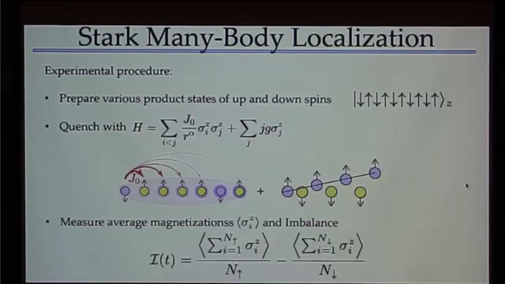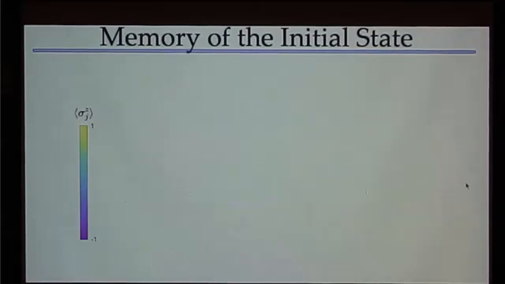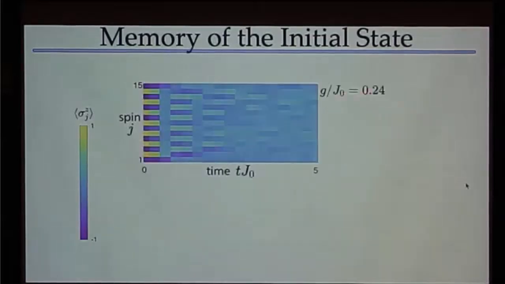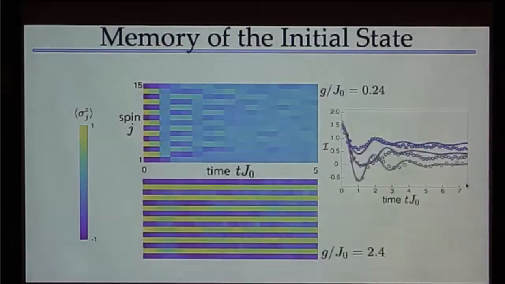Then we measure either the individual magnetization, to see if the memory of the initial state is preserved, or the imbalance, the difference between spin up and spin down, depending on which initialization we have, and how it survives over time. As you might expect, if we have no gradient or a very small gradient, the system starting from a Néel state thermalizes fairly fast. If we apply a very strong gradient, it actually retains the memory of the initial state.